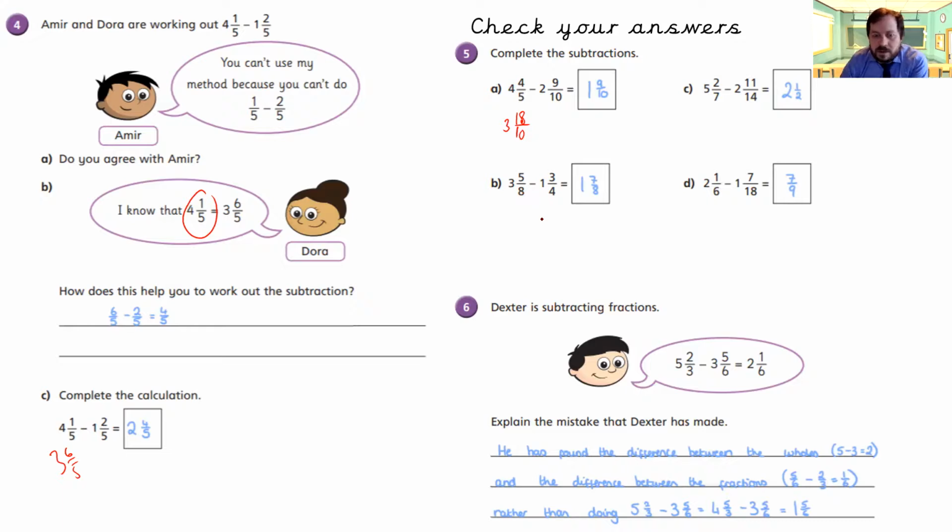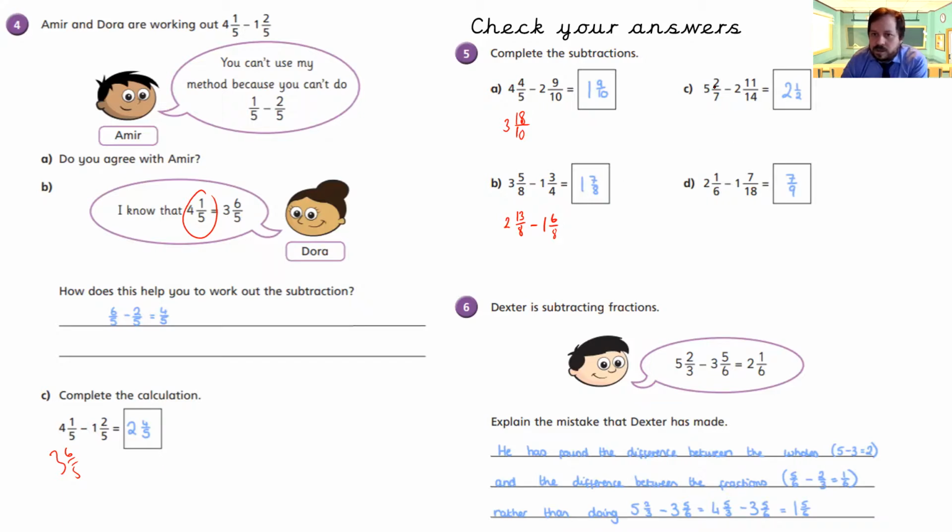Same denominator on this one. So it's 1 and 6/8. We don't have enough. So we're going to reduce the whole number by 1 and add the denominator onto the numerator here because we need that many parts to make 1 whole 1. So that's 13/8. Then we can complete it. 1 and 13 minus 6 is 7.